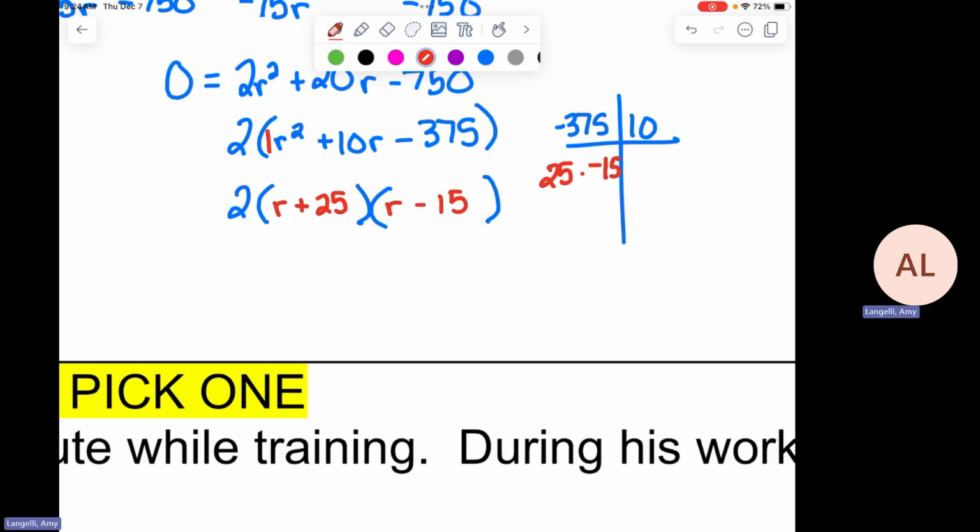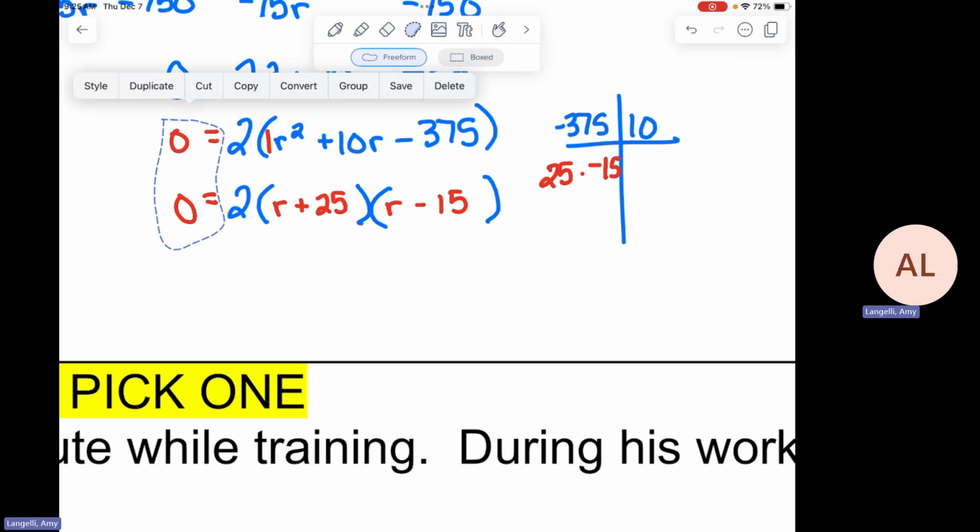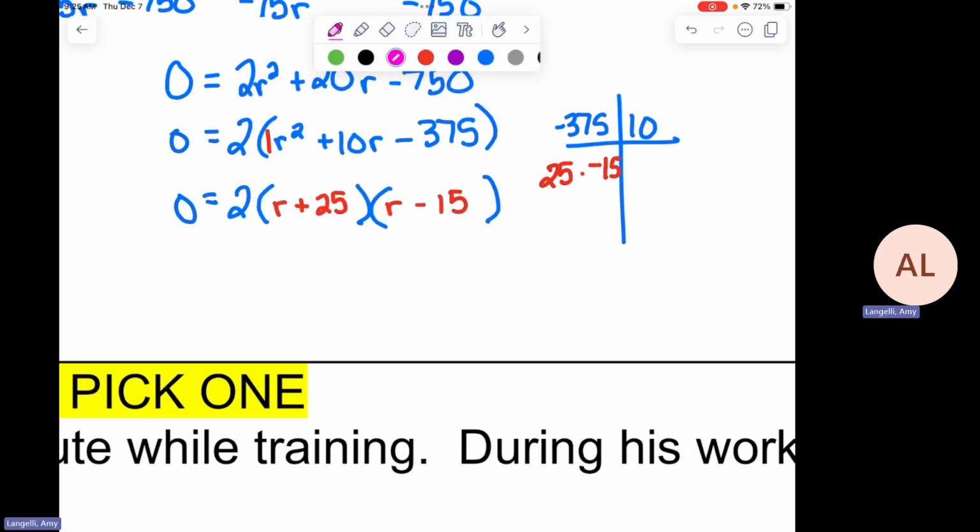Good. And this still, oh, look what I lost. I lost my equal 0 the whole way down. I made an expression when I did that, which it's not an expression, is it? Now what would we do? And solve, yeah. So set them equal to 0 is what I heard. Then solve. So what's R? Good. What do you guys think?